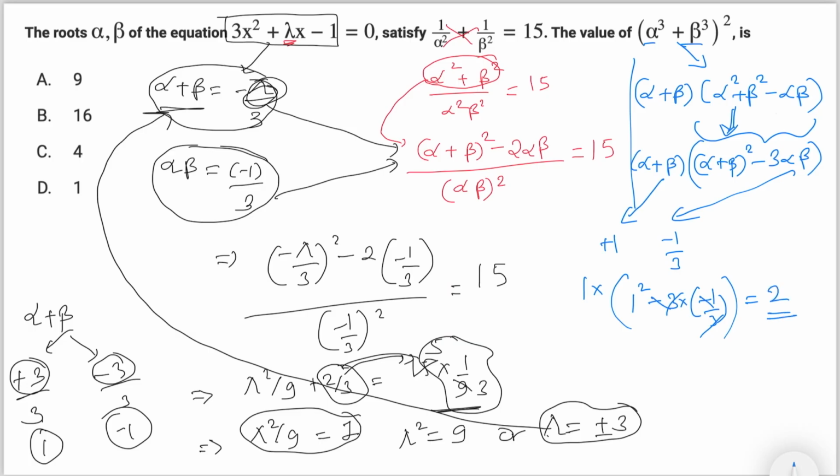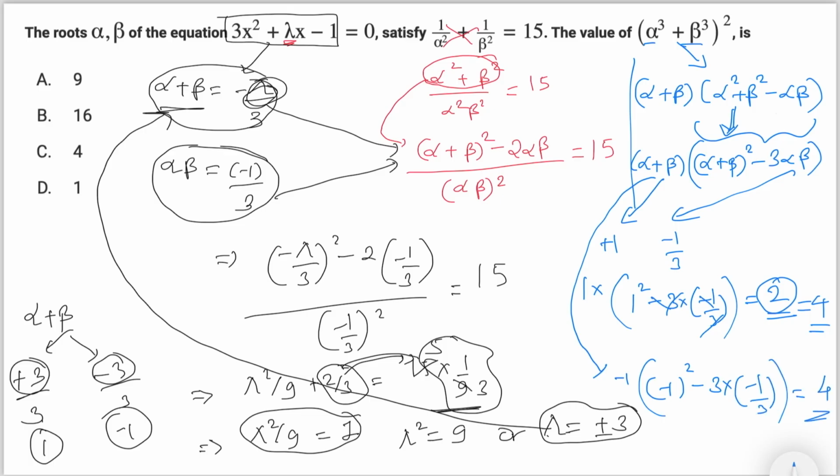But they're asking you alpha cube plus beta cube the whole square. And we have got alpha cube plus beta cube as 2. So the final answer would be 2 square, which is 4. Similarly, if I substitute alpha plus beta as minus 1, I'll get the first term here as minus 1, and minus 1 square minus the remaining term as it is, 3 into minus 1 by 3, which will again give me 2, and the square will again be equal to 4. In either case, whether alpha plus beta is plus 1 or minus 1, alpha cube plus beta cube the whole square will still be equal to 4, and that is the answer to our question.